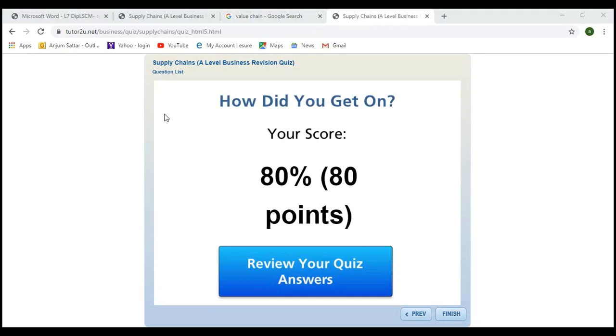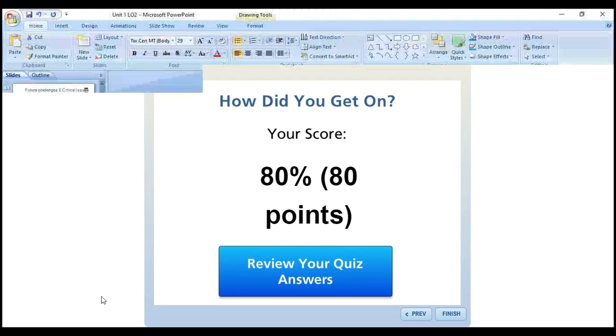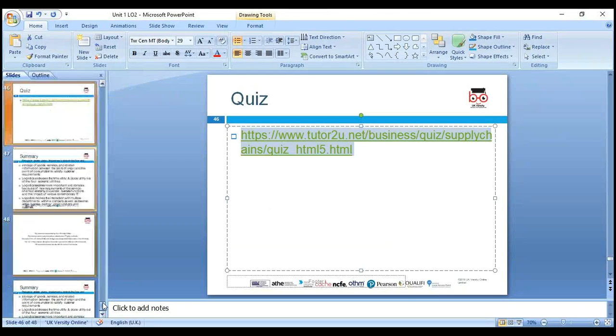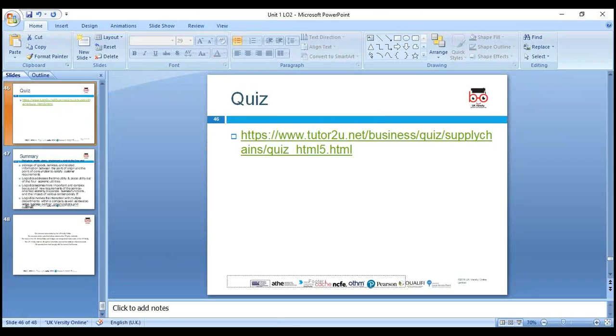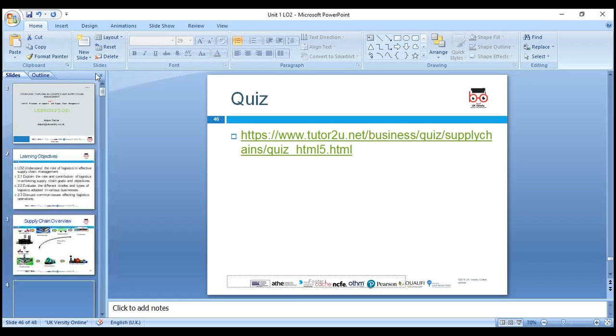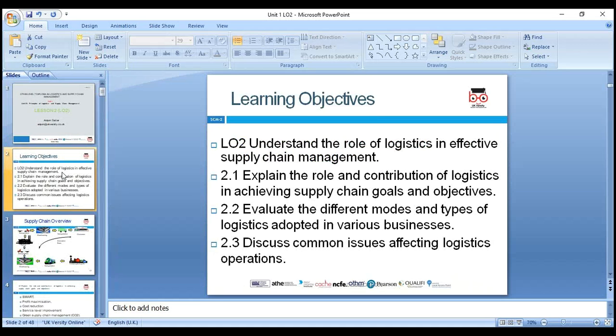Okay, that's all. So today we learned about LO2, and in LO2 we covered 2.1, 2.2 and 2.3. In the next lesson we'll go through LO3, and we'll focus on the assignment as well. You can maybe look at task 1 now, because task 1 is LO1 and LO2.